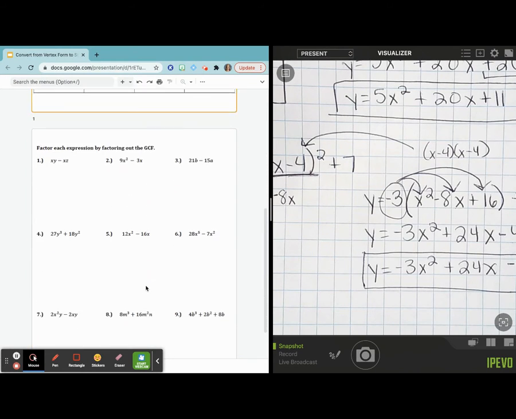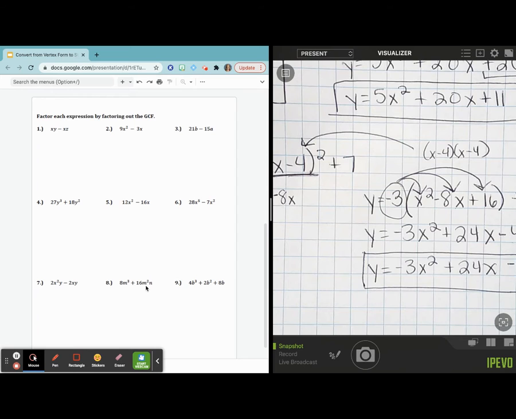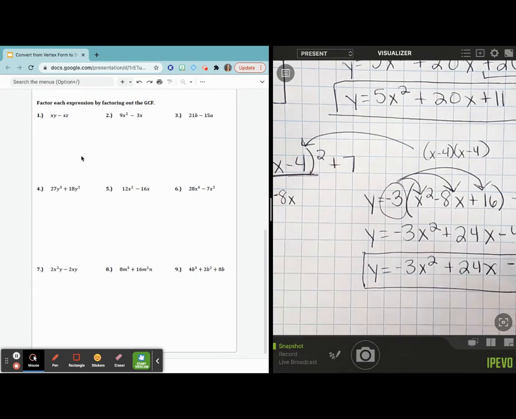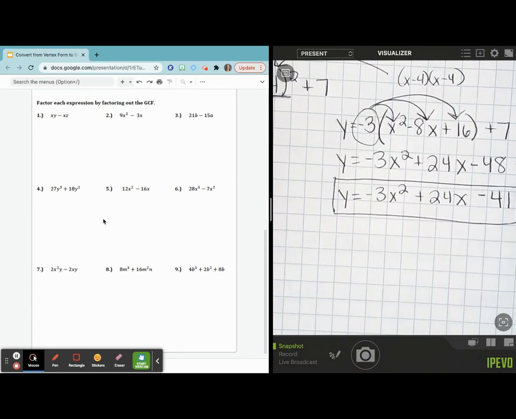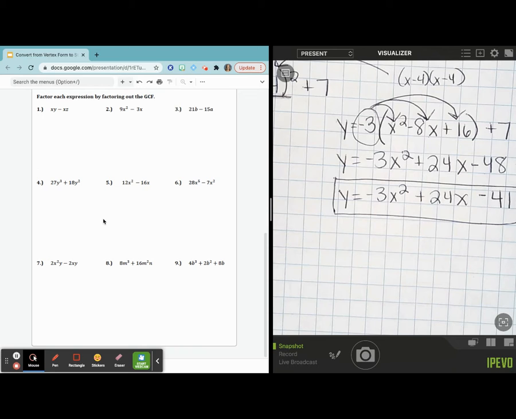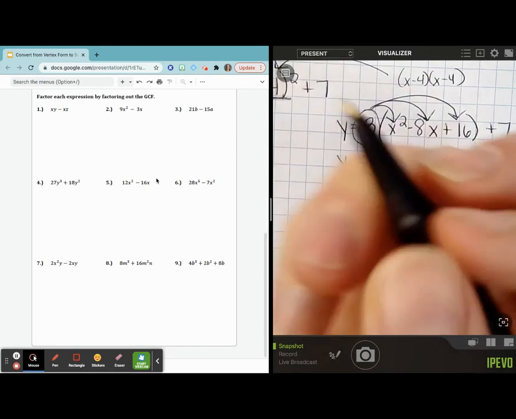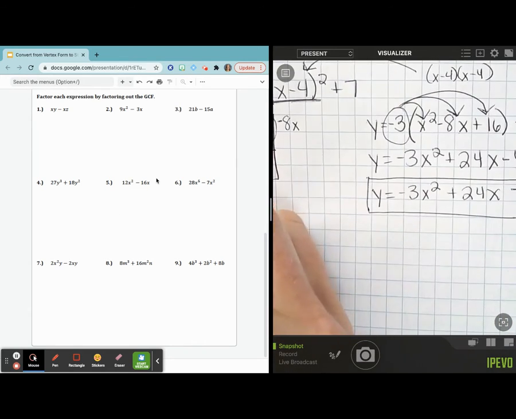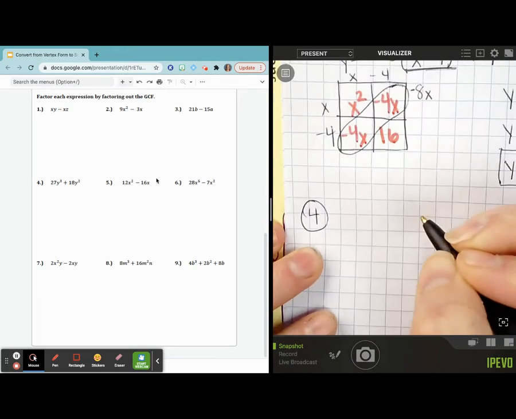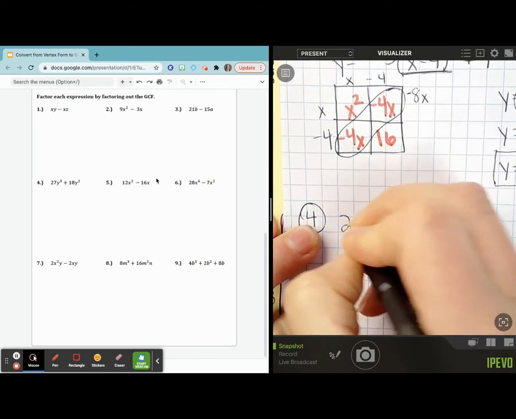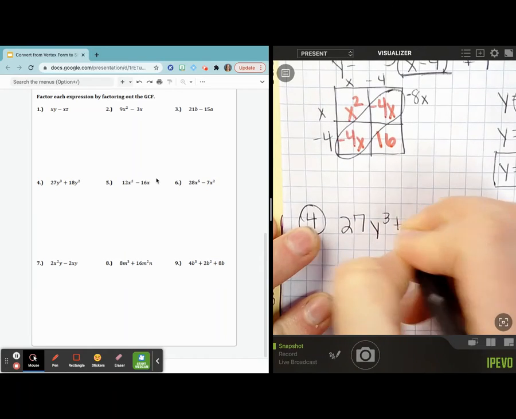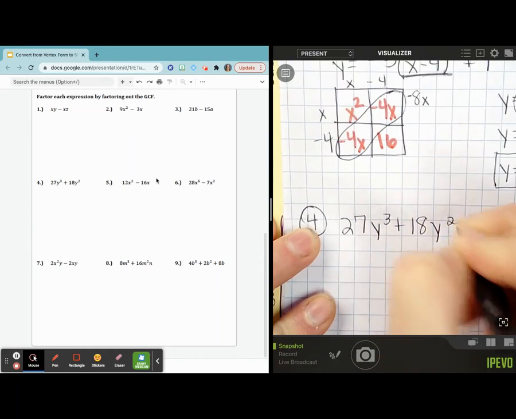So that will be the assignment that goes along with it. Okay, and then your last part of your assignment is to factor each expression by factoring out the GCF. So this is what we did last week. You are looking for what the GCF is, and then you factor it out. So let's do an example together. Let's do number 4. It's 27y cubed plus 18y squared.